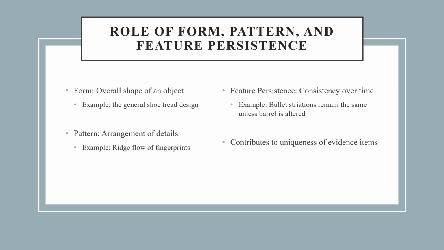Pattern and feature persistence are some more concepts that are important in forensic comparisons. Form refers to the overall shape of an object, such as the tread design of a shoe, for example. Pattern includes the arrangement of details like the ridge flow in fingerprints. And feature persistence determines how long these characteristics remain unchanged. For example, bullet striations will remain the same unless the firearm's barrel is altered. These elements contribute to uniqueness, allowing forensic analysts to differentiate between potential sources of evidence.